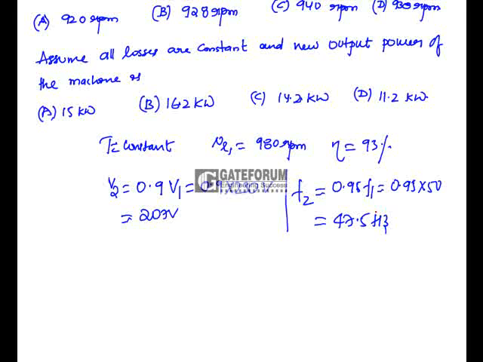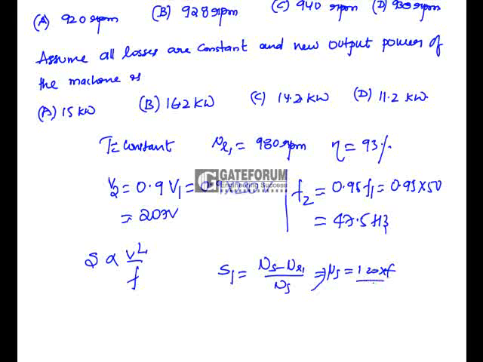Now for this change in voltage and frequency, we have to find the rotor speed. Earlier it is 980 RPM, now we have to find the new speed for the changes in V2 and F2. Now we know that slip is directly proportional to V square by F. Now what is slip 1? Slip 1 is synchronous speed ns minus nr1 by ns.